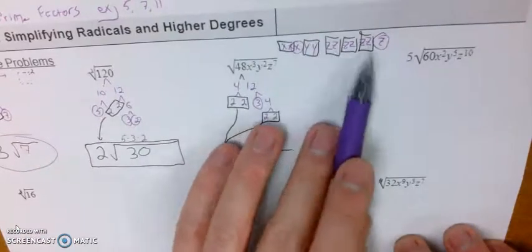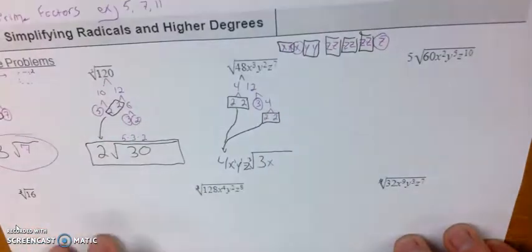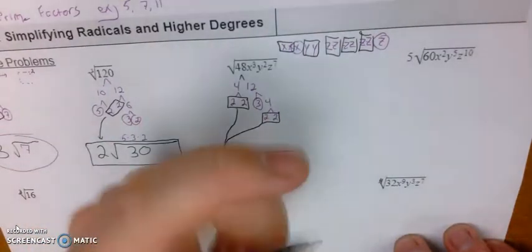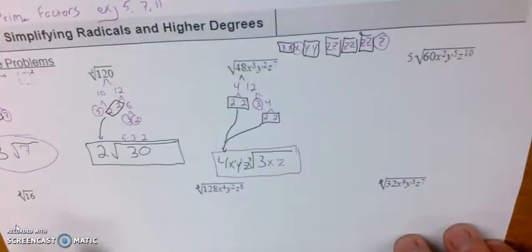Z's, I have 1, 2, 3 pairs. So I will have z cubed, z to the third, but we also have a z left over, so that z would stay inside. This would be my final answer.